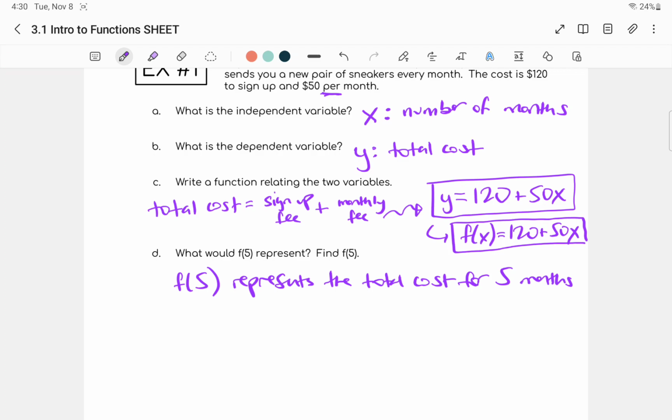And now let's find f of 5 by putting, and let's just go back to using the y equals. Let's go back and put 5 in for x.